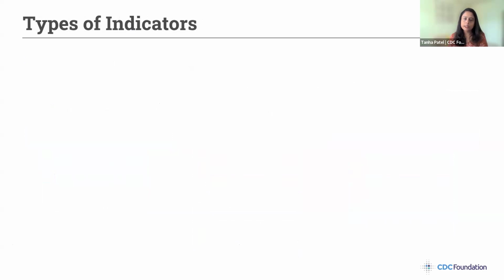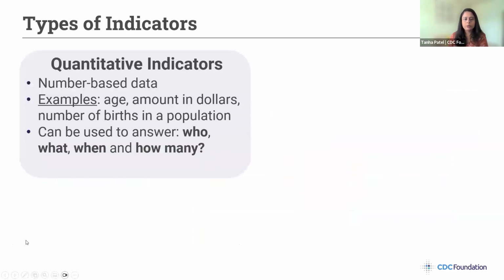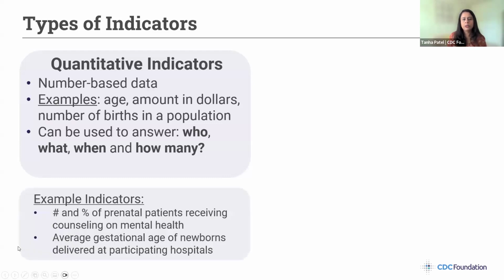Indicators can be quantitative or qualitative. Quantitative indicators are number-based data, such as counts, scales, or data characterized based on what is being measured. Common examples of these data are age, days, height in feet, amount in dollars, the number of births in a population. Quantitative indicators are often used to help answer questions such as who, what, when, and how many things are responding.